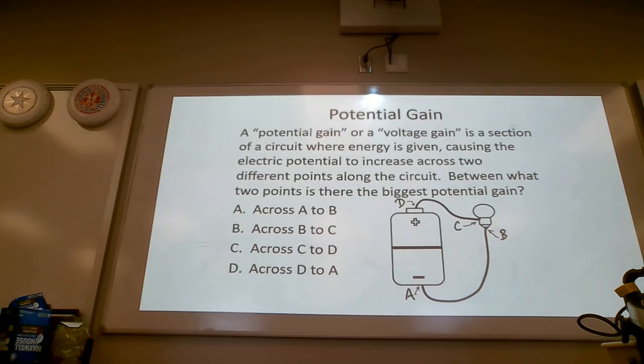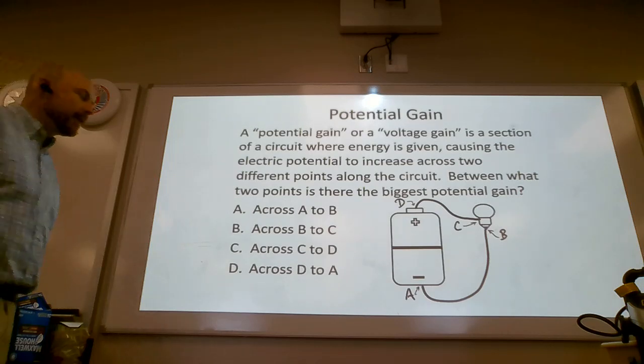Versus voltage gain. It's a section of the circuit where energy is given to electrons. And that would be what? The battery or the light bulb? Everybody okay with the battery? Giving it electrons or giving energy to it.